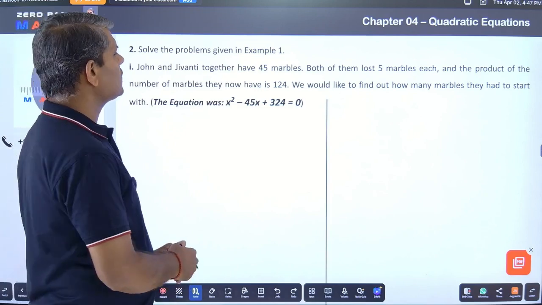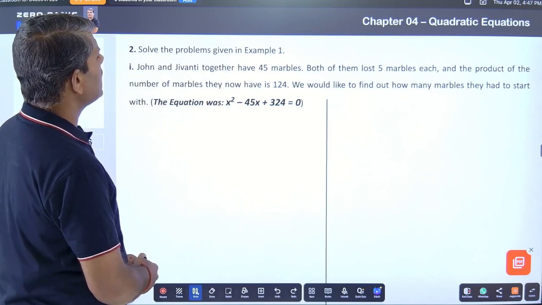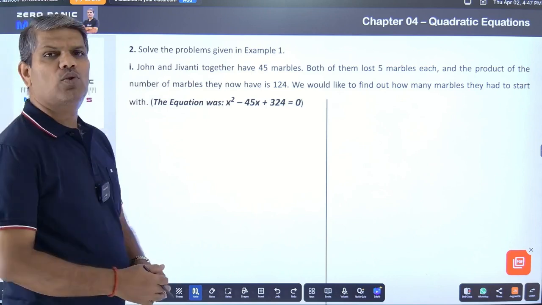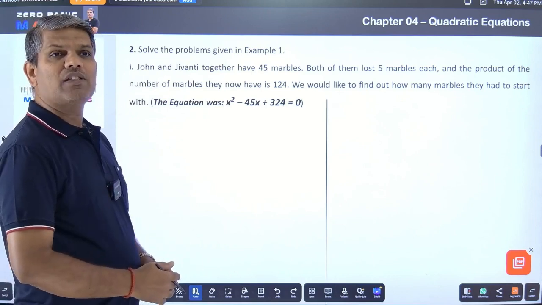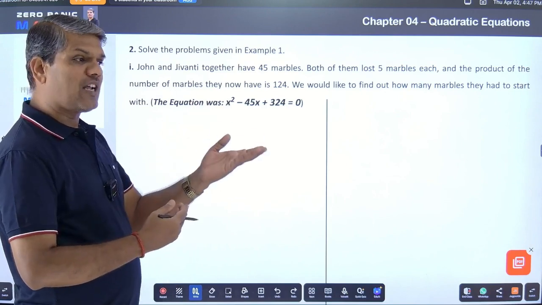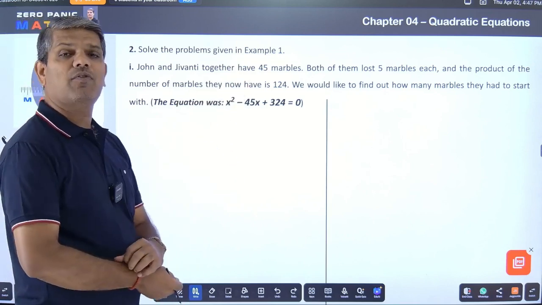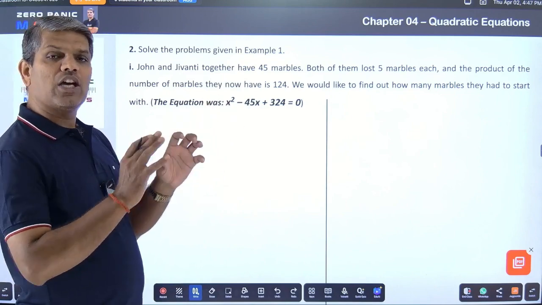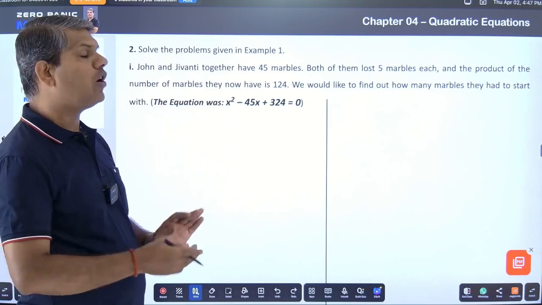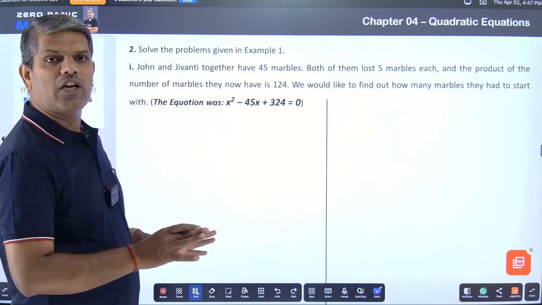Now let us see what this problem is. Solve the problems given in example 1. They mean the solved examples from when we started this chapter. We saw some examples wherein we just formed the quadratic equation. We did not actually solve those, because those sessions were only to form the quadratic equations.